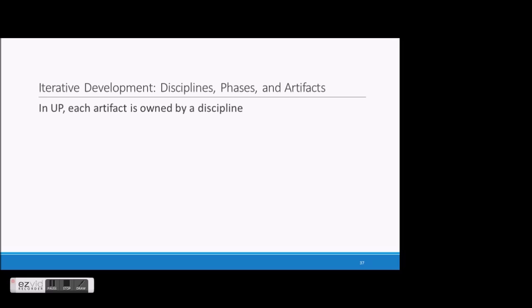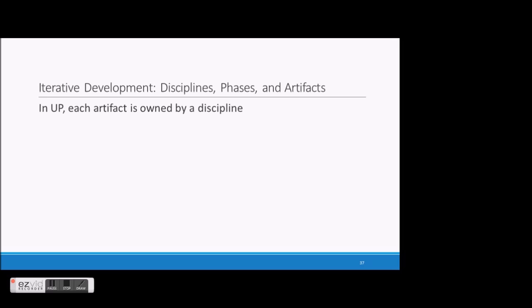Okay. How does this relate? In UP, each artifact is owned by a discipline. Remember the main disciplines we were talking about: business modeling, requirements, design. And there are artifacts: the design model, the use case model, the domain model. These are the artifacts, and they're each owned by a specific discipline. The requirements discipline owns the use case model artifact. Now this might be a group of people, a particular team, or a particular project in a company. The requirements discipline owns the use case artifact.